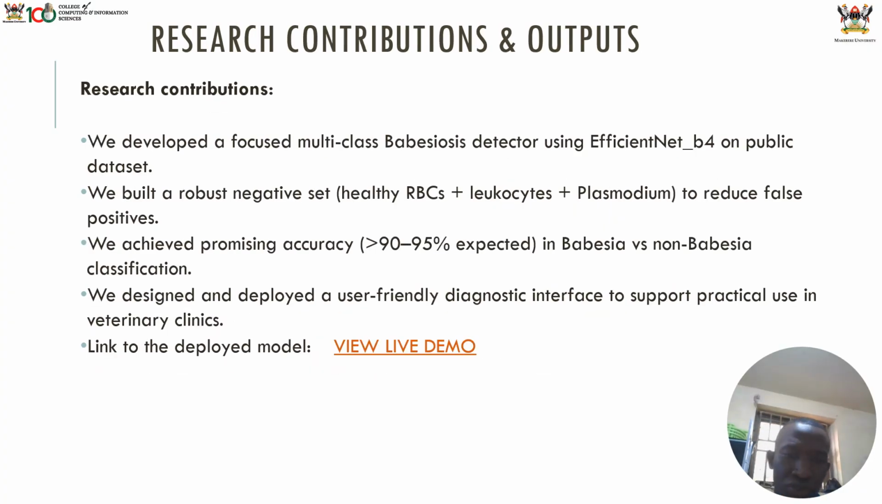Then we have our research contributions and outputs. We developed a focused multi-class Babesia detector using EfficientNet on our public datasets. We had a robust negative set which consisted of the healthy RBCs, rebel cells, the leukocytes, and then the plasmodia to reduce the false positives. We also achieved a promising accuracy of between 90 and 95 percent as expected. We designed and deployed our user-friendly diagnostic interface to support practical use in veterinary clinics, and we have a link displayed there showing how it works.